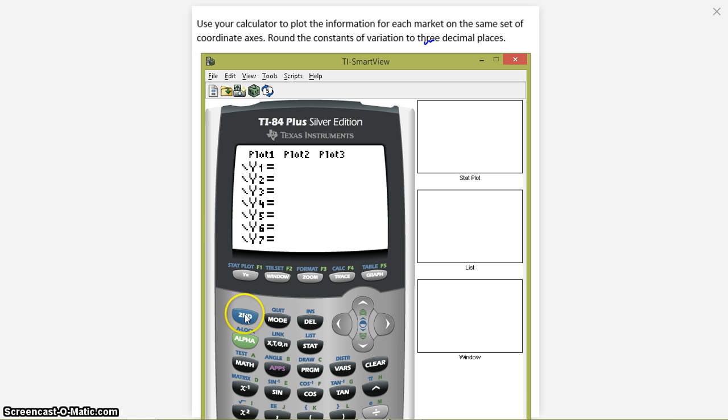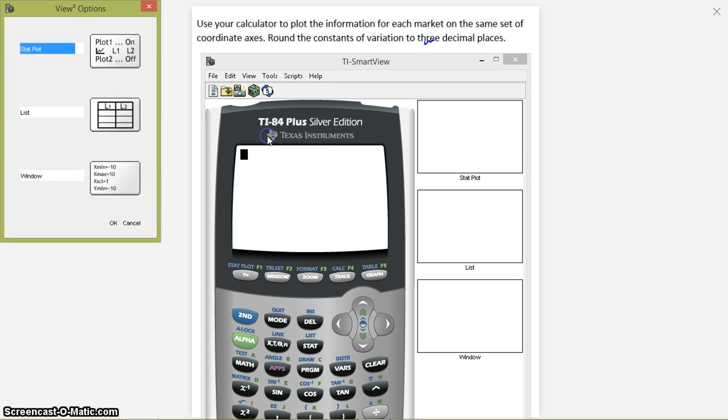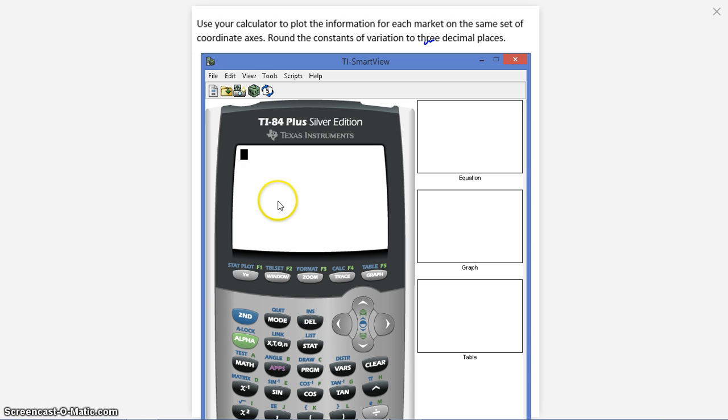So let me just get back to the regular screen so you can see how I got to these places. And maybe let me just change the view here so you can see what I'm going to be doing. Let's make that the graph and then the table. Because remember, everything has a table, a graph, and an equation, right?